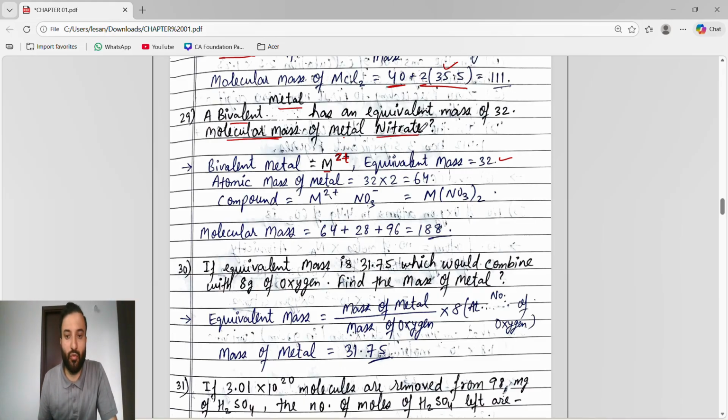First of all, we have to form the compound. This is a bivalent metal and nitrate is there. Nitrate, we know, is NO3. To form the compound, this 2 will go here and this 1 will come here. So metal, NO3 whole, with 2 outside: M(NO3)2. You know how to form the compound, right? Now we can find the nitrate part. NO3 twice means we have 2 nitrogen. One nitrogen is 14 gram.